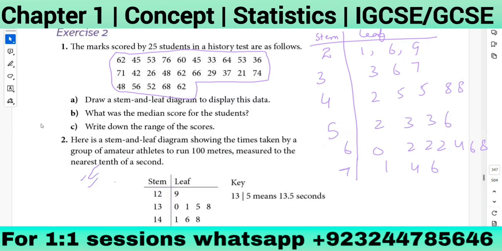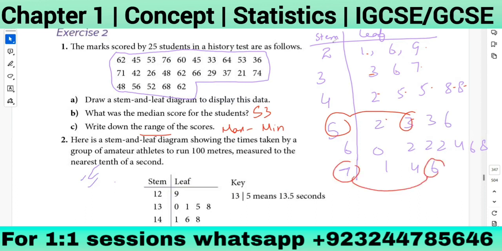So now we can find out the 13th term. 1, 2, 3, 4, 5, 6, 7, 8, 9, 10, 11, 12, 13. So it's going to be 53. So the median will be 53. Now what is the range? Range is maximum minus minimum. The maximum is 76 and the minimum is 21, so 76 minus 21. Maximum minus minimum. What happened? Oh yes, miss. So it's 55.